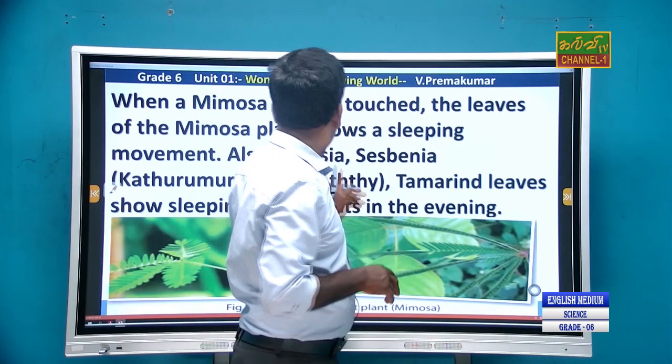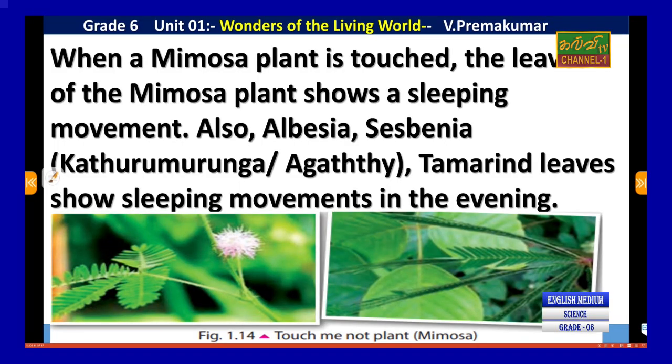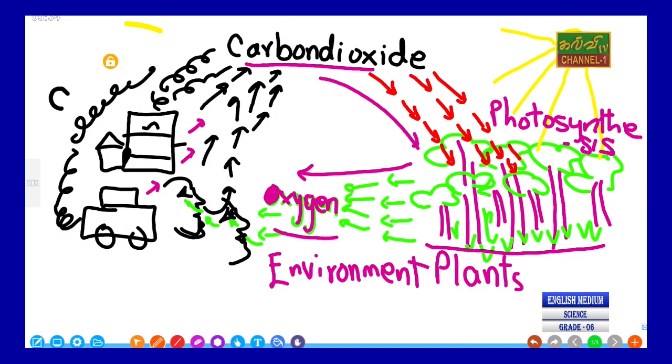Here, see the screen. This is a mimosa plant. When the mimosa plant is touched, the leaves show a sleeping movement. For example, you can see the mimosa plant.